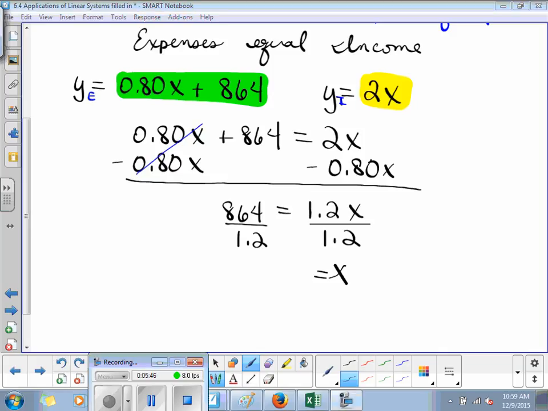So equals 720 books. So in order for him to break even, he needs to sell 720 books. Got it?